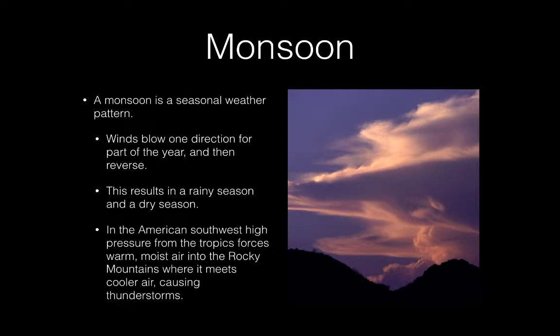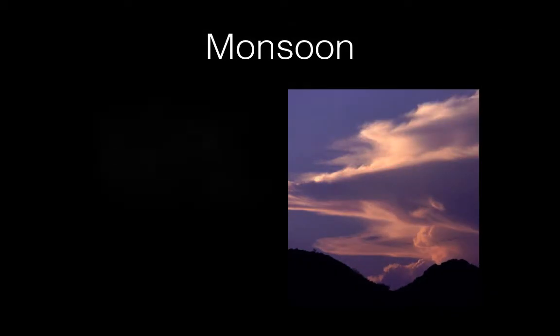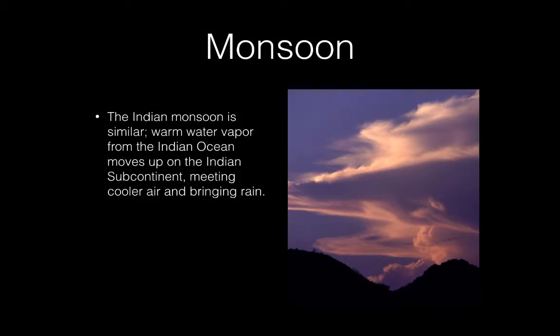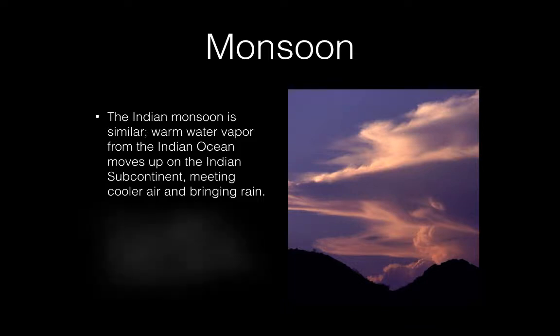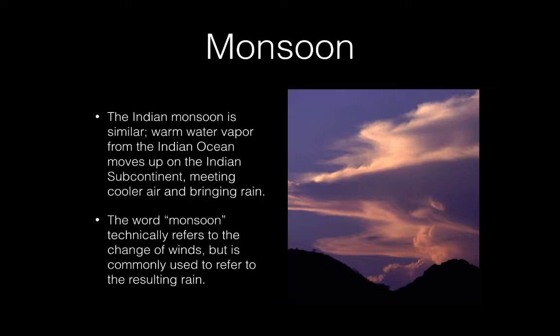In the American Southwest, high pressure from the tropics forces warm, moist air into the Rocky Mountains, where it meets cooler air, causing thunderstorms. The Indian monsoon is similar. Warm water vapor from the Indian Ocean moves up on the Indian subcontinent, meeting cooler air and bringing rain. The word monsoon technically refers to the change of winds, but is commonly used to refer to the resulting rain.